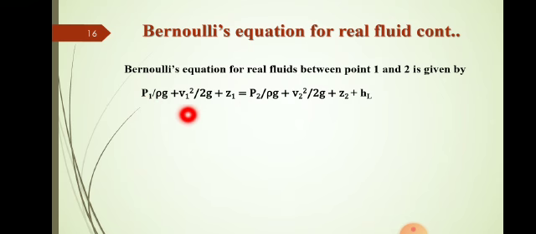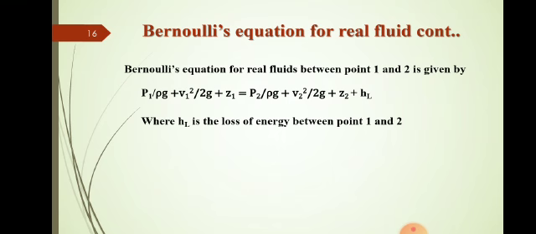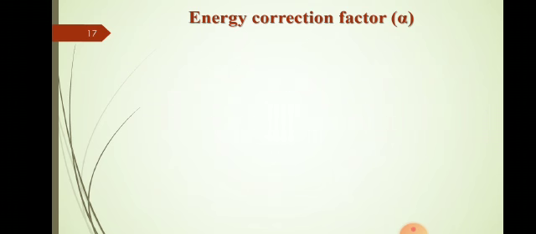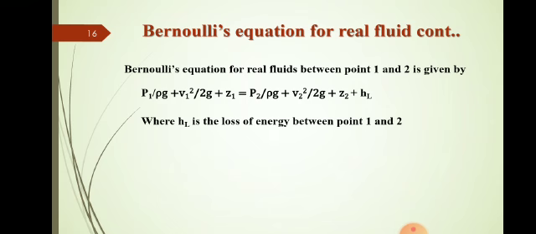So p1 by rho g plus v1 square by 2g plus z1 is equal to p2 by rho g plus v2 square by 2g plus z2 plus the head loss. So for real fluids, when you write the Bernoulli's equation, we have to consider the loss of head also, which is occurring because of the presence of viscosity, where HL is the loss of energy between points 1 and 2. So I hope this is clear. Here Bernoulli's equation is applied to two points for a real fluid.